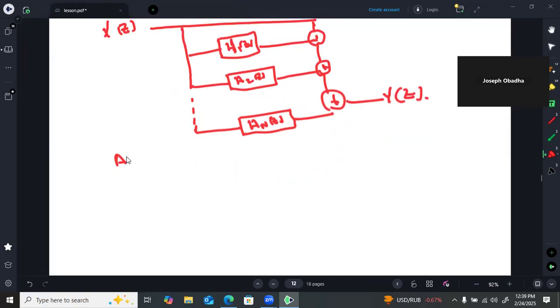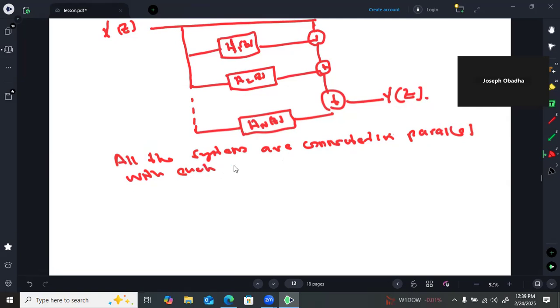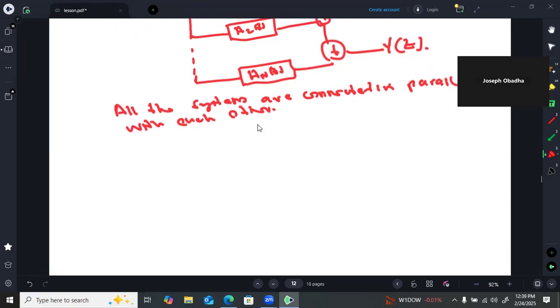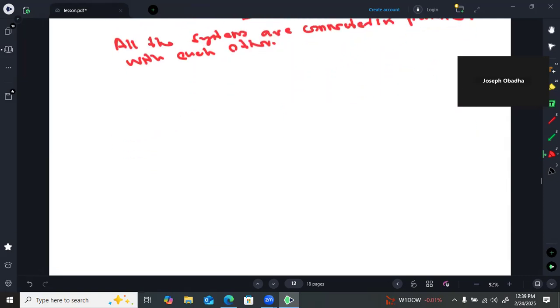So all the systems are connected in parallel with each other. Let's have an example.